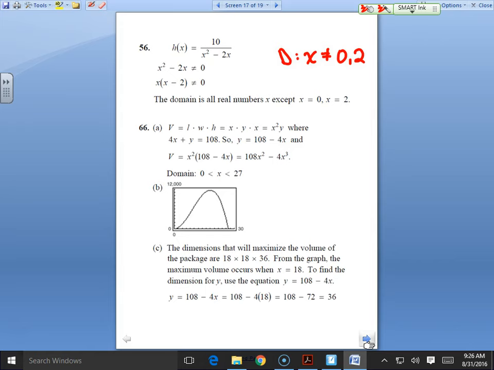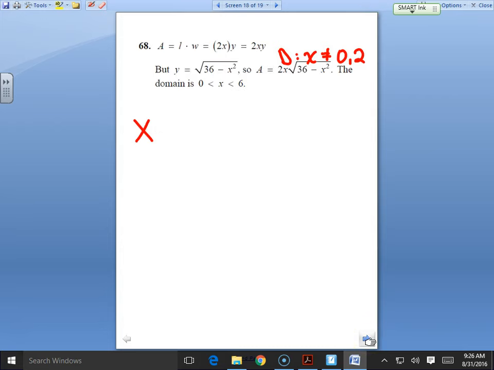Number 66. Is he rough? Adam. Oh, you didn't have 66? Sweet. That's one I left for honors. Nice. That one was really rough. Let's get rid of it.